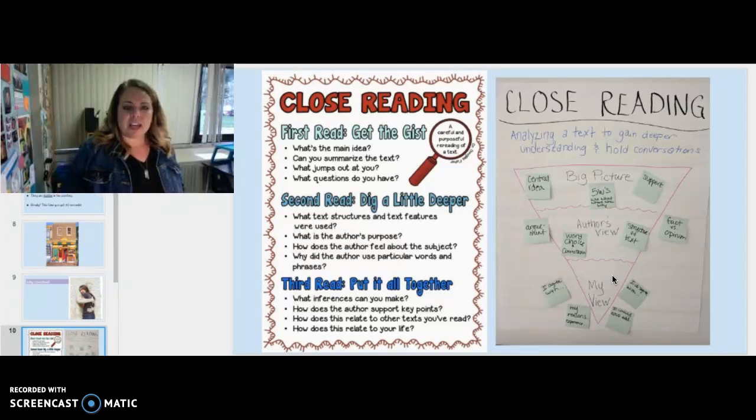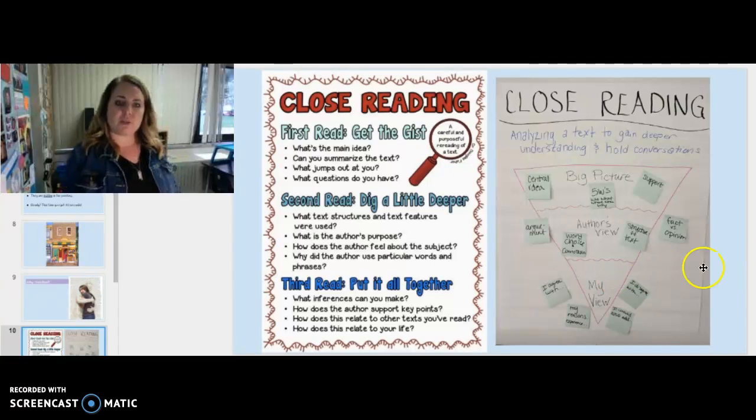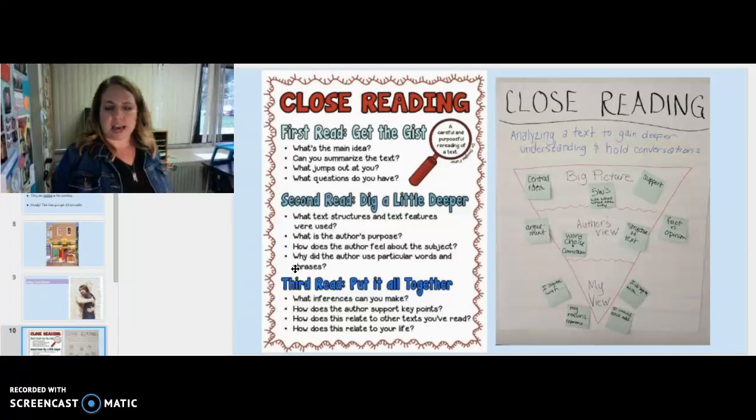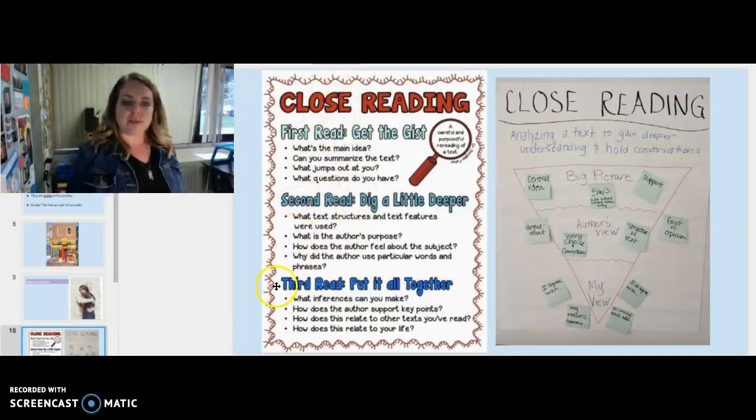So there's two different helpful tools that can help us do close reading. This first one is the one on the left, and it tells you that you should read something 3 times. And I know that that sounds like a lot, and I wouldn't ask you to read the same thing 3 times every day. But every once in a while I might ask you to do a close reading where you do this sort of thing. You have a first, second, third read.